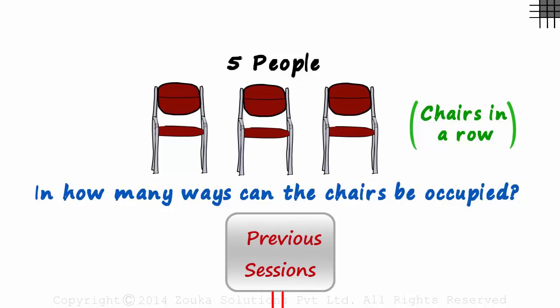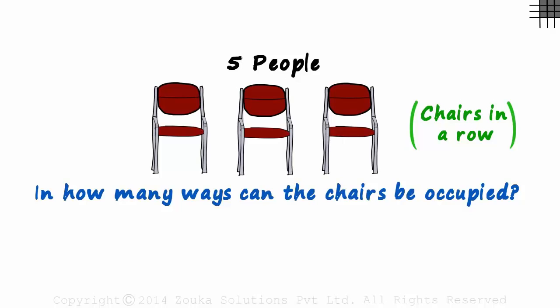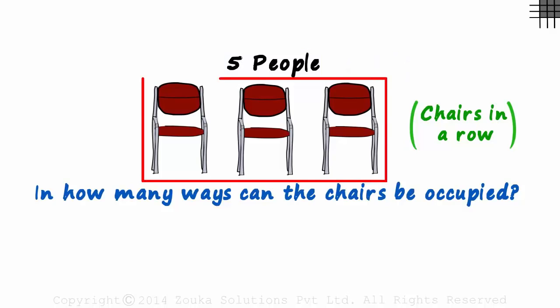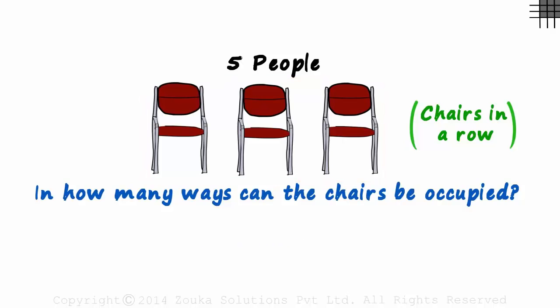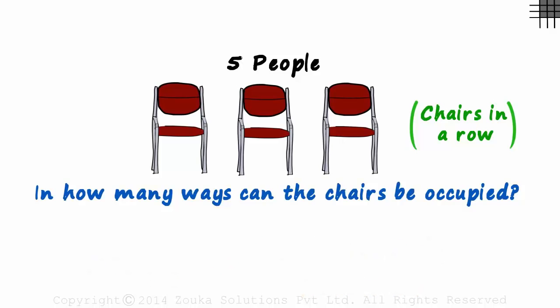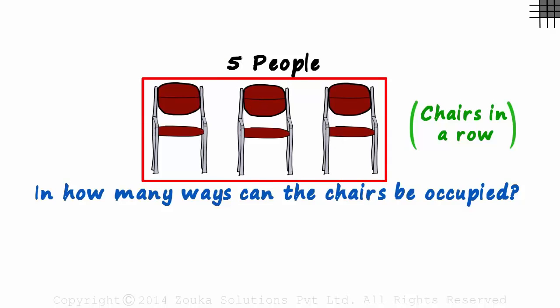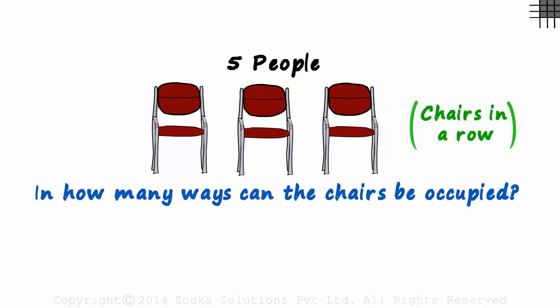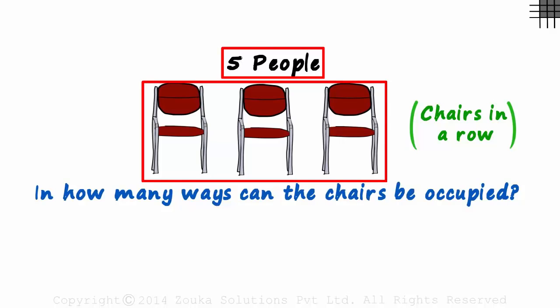Now if you've gone through our previous sessions on forming numbers, you should quickly realize that this problem is not too different. 5 people is analogous to 5 different digits, and 3 chairs are analogous to the 3 slots for the 3-digit number we had to form. Correct? If you remember, we were given 5 digits and asked for the number of 3-digit numbers we can form. Here we have been given 5 people and have been asked for the number of ways in which we can arrange any 3 of them on these 3 chairs. It's exactly the same, just that they have used chairs and people instead of numbers and digits.